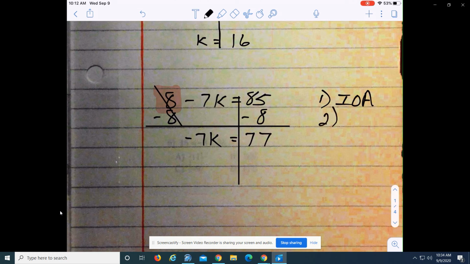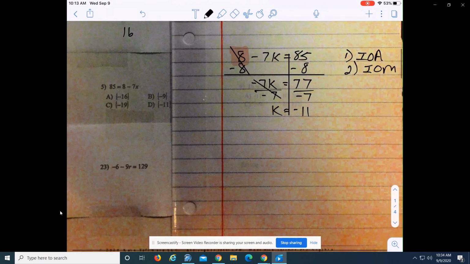Now this means negative 7 times k equals 77. So to undo that, I'm going to do the inverse of multiplication. So the inverse would be to divide by negative 7. The negative 7's cancel each other out. K drops down by itself, equal sign. 77 divided by negative 7 is negative 11. Again, you're more than welcome to use Desmos Scientific Calculator.